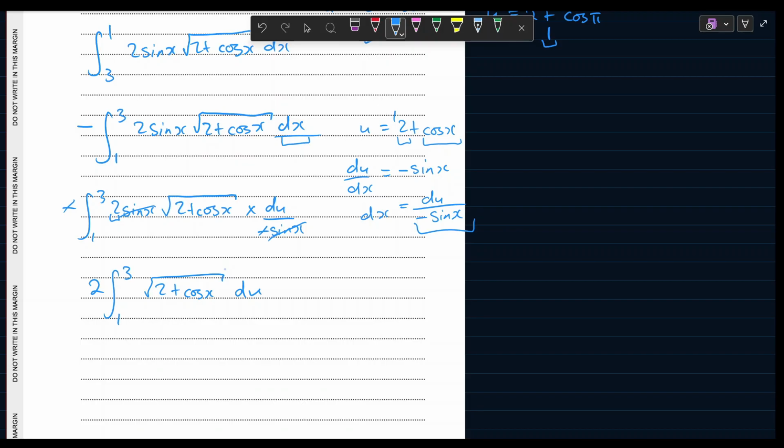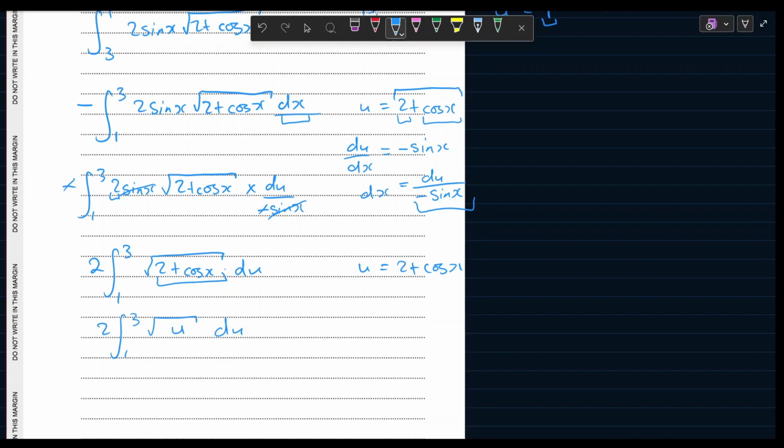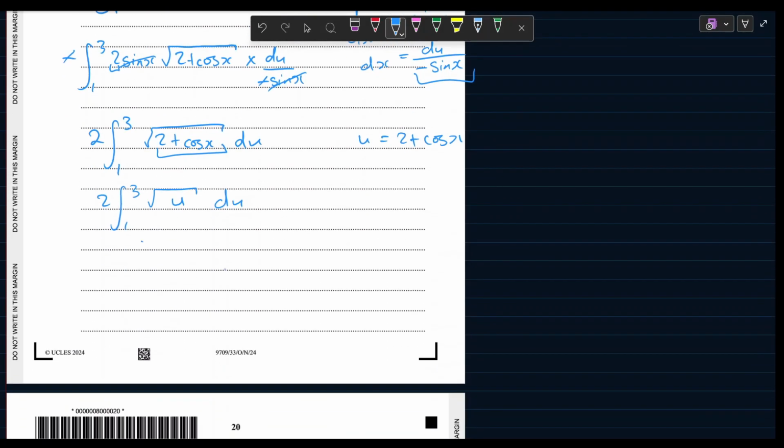And u we know to be 2 plus cos x. So if u is 2 plus cos x, we can just replace this part with u. So that's 2, the integral from 1 to 3 of the square root of u with respect to u, and now everything is in terms of u. I'll just rewrite that as u to the half so that we can integrate it. du, and now we can go ahead and integrate. Add 1, that's u to the 3 over 2, and then divide by 3 over 2, which is multiplying by 2/3. And this is from 1 all the way up to 3.